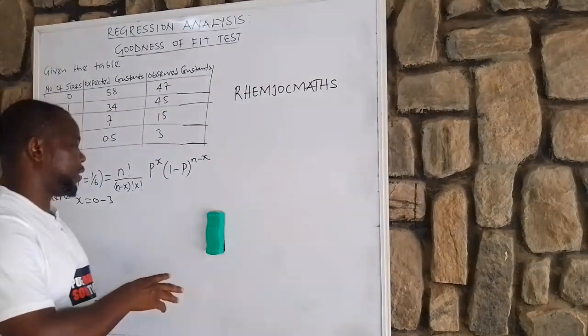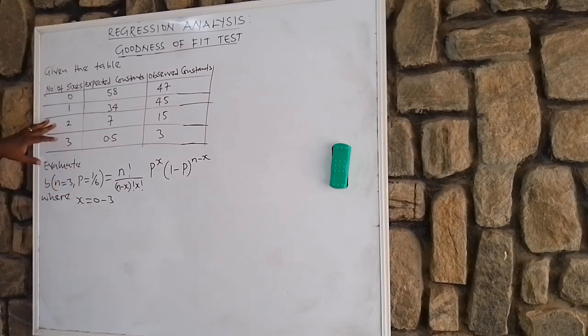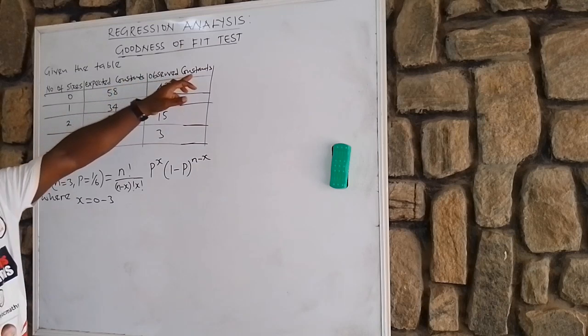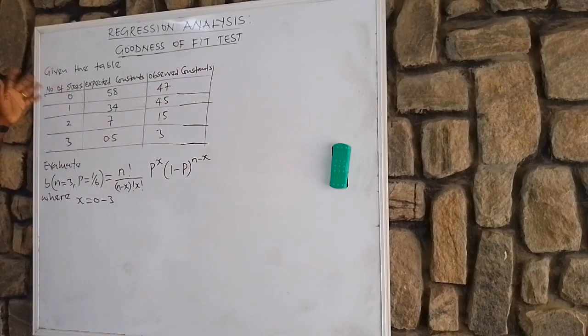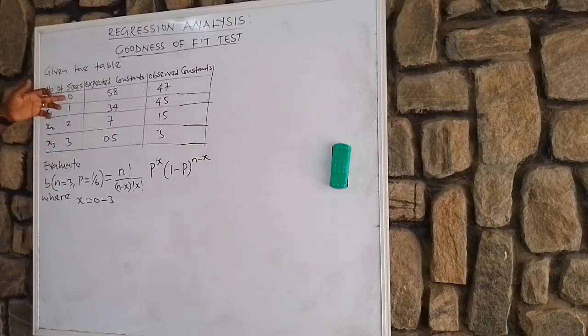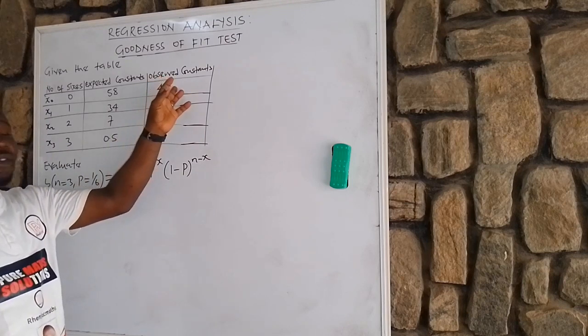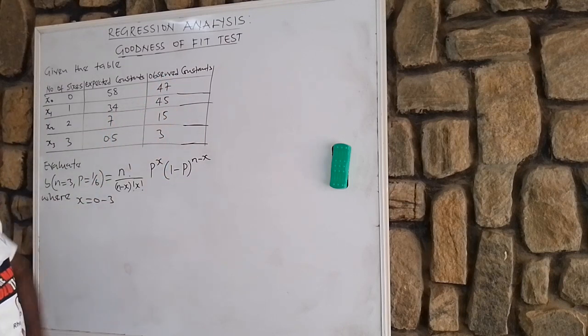Okay, let's look at this. It's simple as ABC. Given the table, this is the table: number of sixes, expected constants, observed constants. The number of sixes is talking about x, that is x0, x1, x2, and x3. So you will see 0, 1, 2, 3. We have 58, 34, 7, 0.5. We have 47, 45, 15, 3.